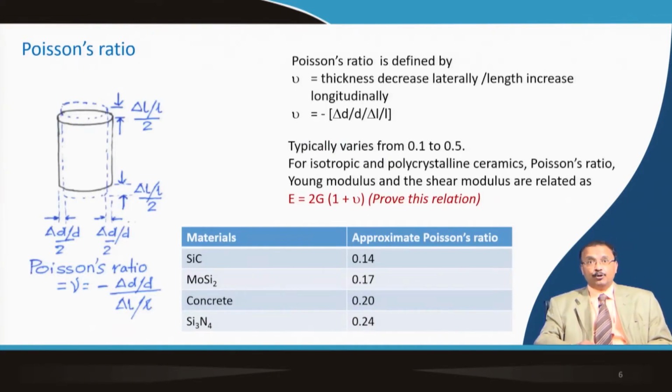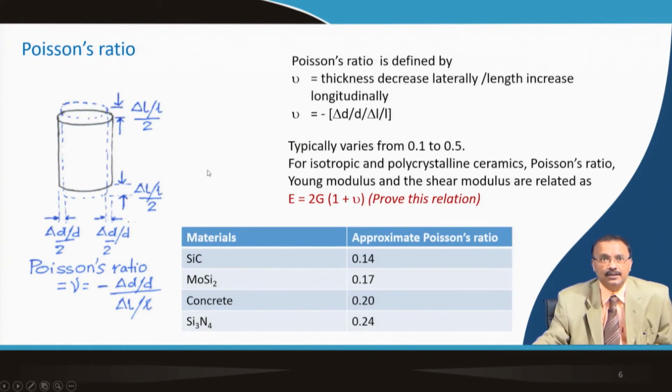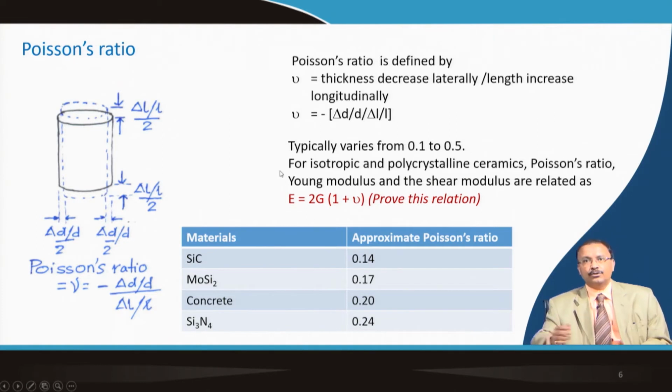We can define Poisson ratio as follows: when the sample is under tension, it will be elongated in this direction, but it will be contracted in the lateral direction. So Poisson ratio is the lateral deformation divided by the longitudinal elongation. It varies from about 0.1 to 0.5.